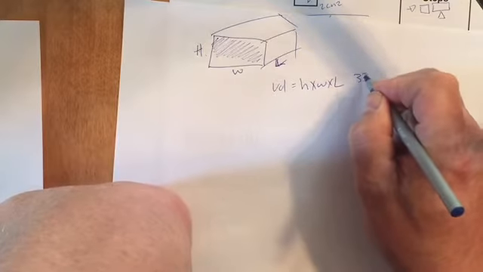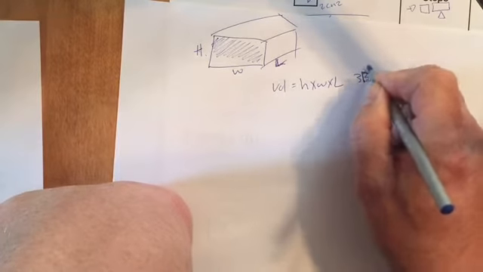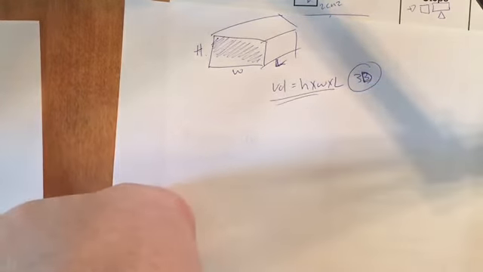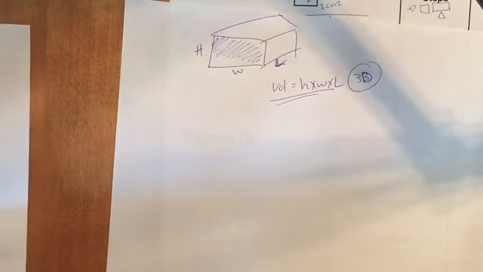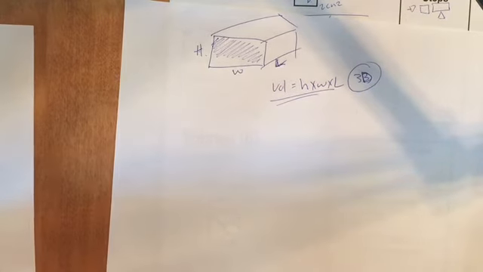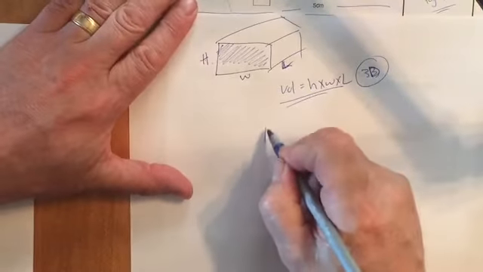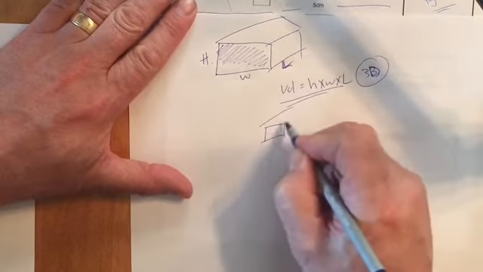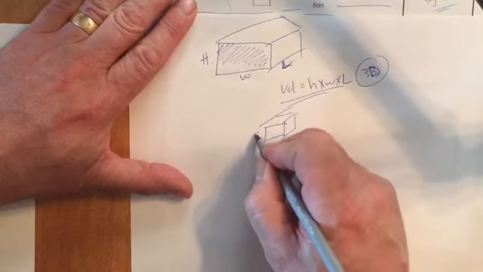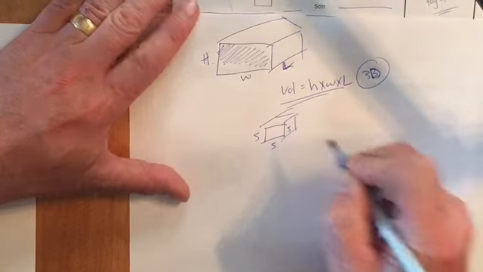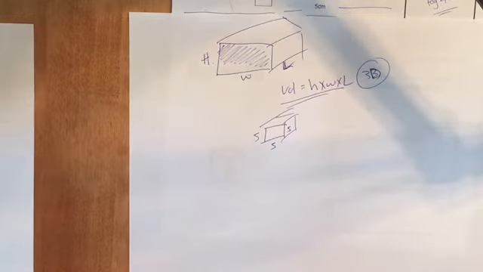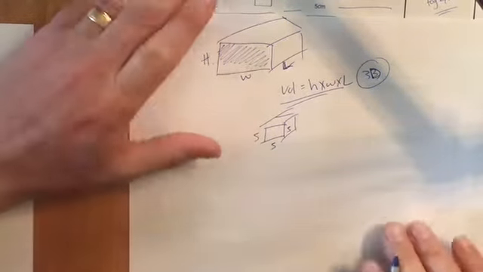So the 3 dimensions will give me the volume of any rectangular prism and also the cube. Again, the cube is a little bit easier, because if it was 5 by 5 by 5, it's really 5 times 5 times 5, or it would be 5 cubed if you want to get fancy.